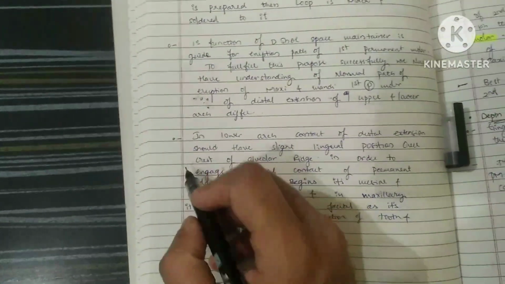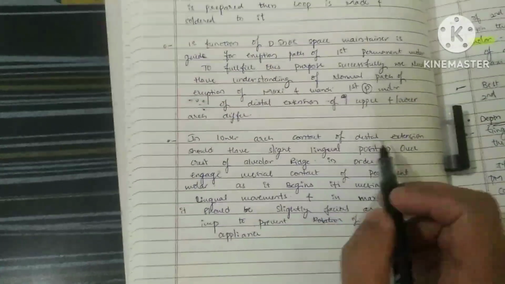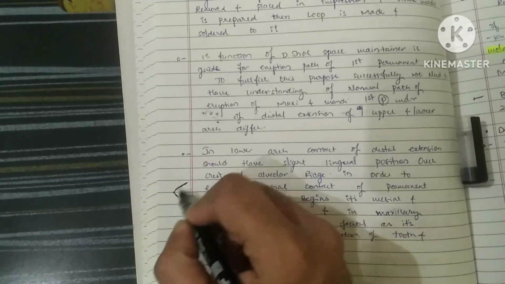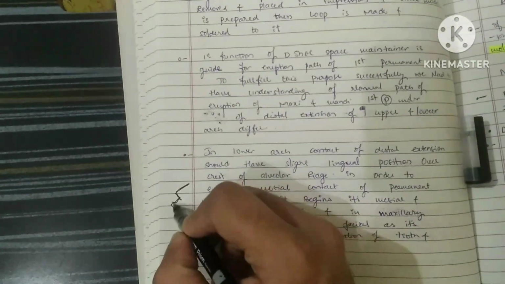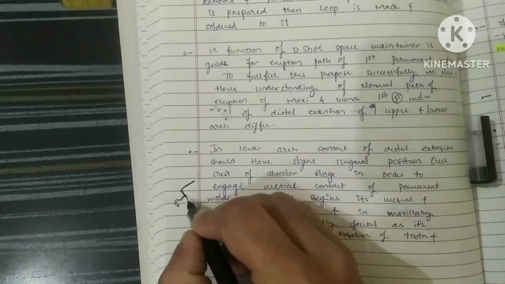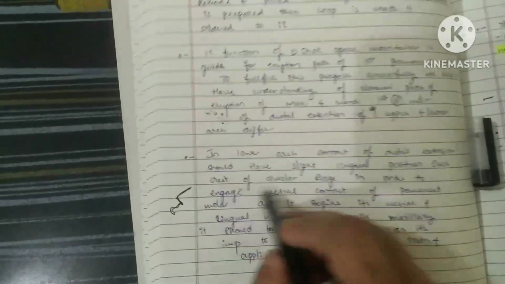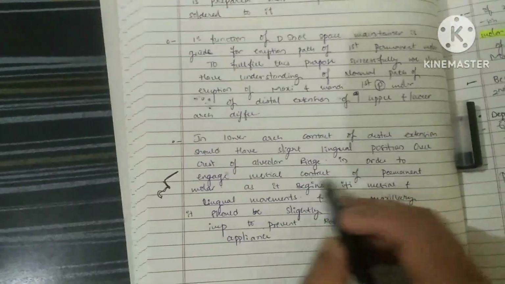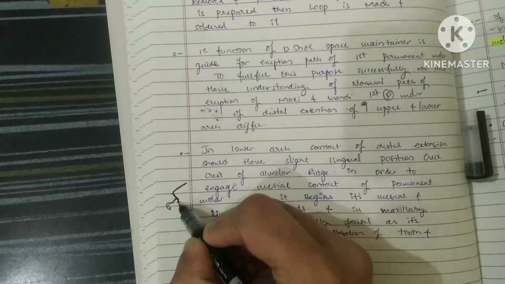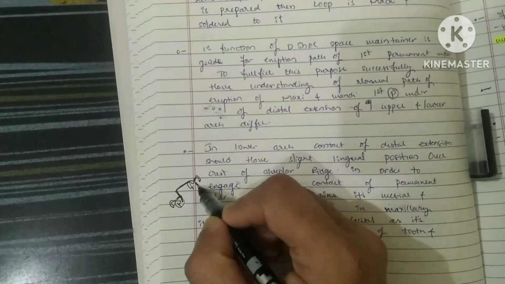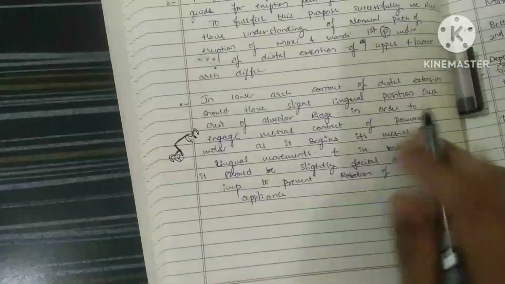Okay, so logically, in the lower arch, the contact area of the distal extension should have a slight lingual portion over the crest of the alveolar ridge. Suppose this is a distal extension and this is the erupting permanent molar. This distal extension should be lingual to the erupting first molar over the crest of the alveolar ridge in order to engage the mesial contact of the permanent first molar. This is the mesial contact of the first permanent molar, and this is the first primary molar. So this has to engage lingually.